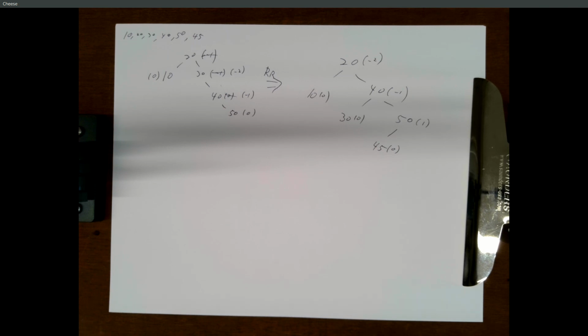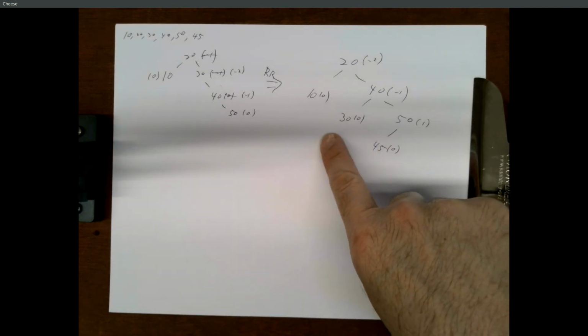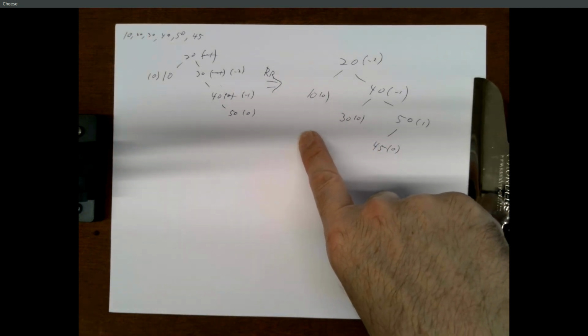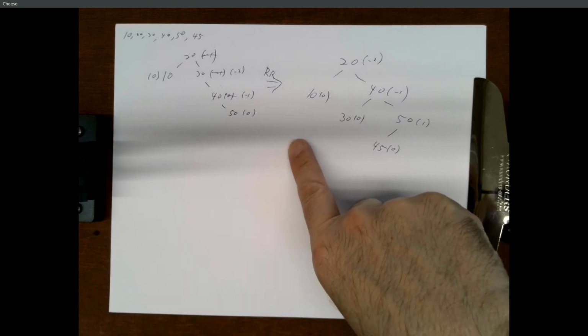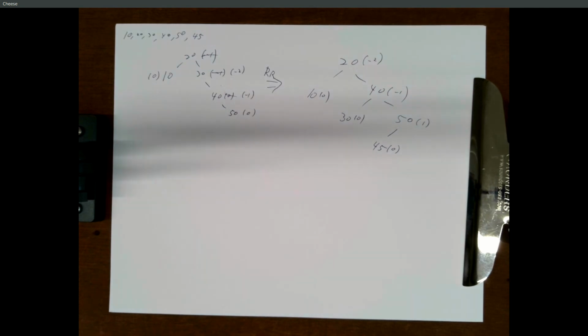So there's other ways you can balance this. Okay. The trick is, can you tell a computer how to do it? We could move the 30 to be a root and balance this better. But it's hard to describe in an algorithm.